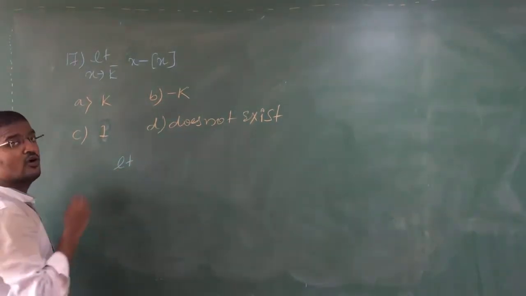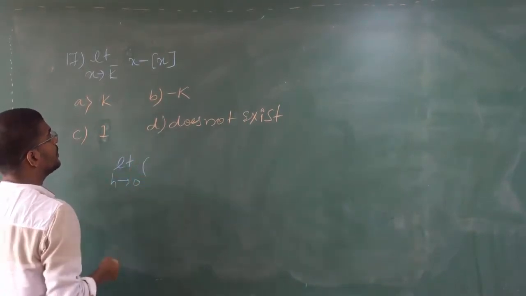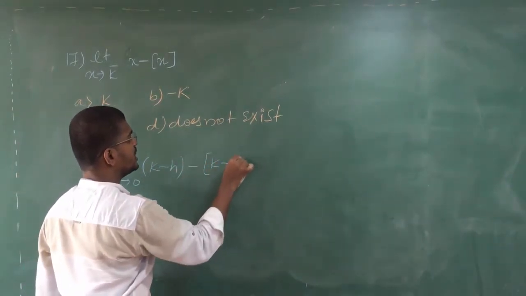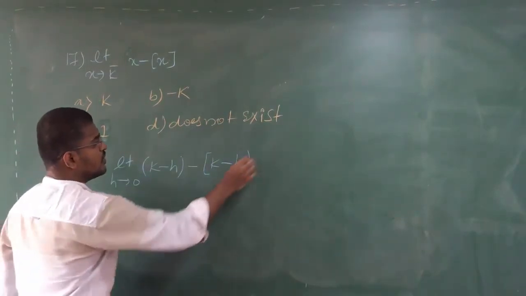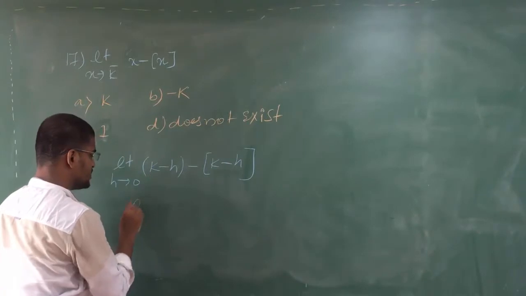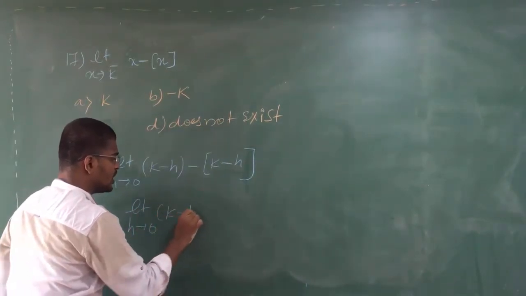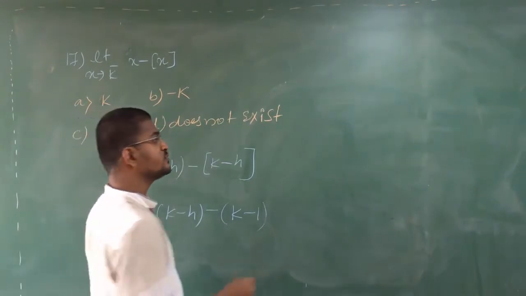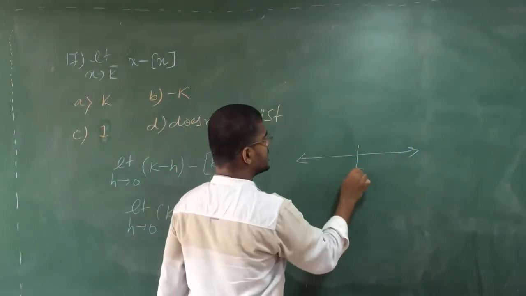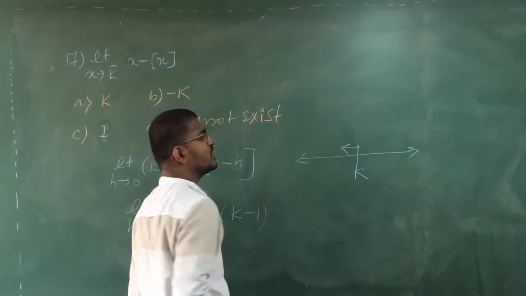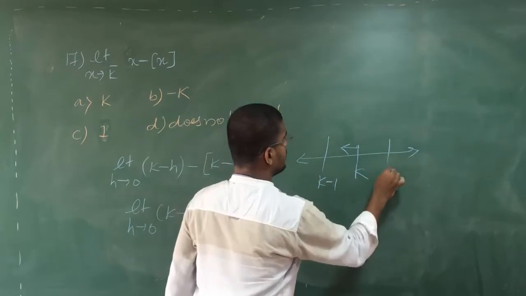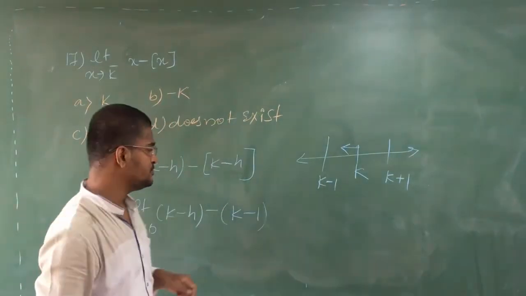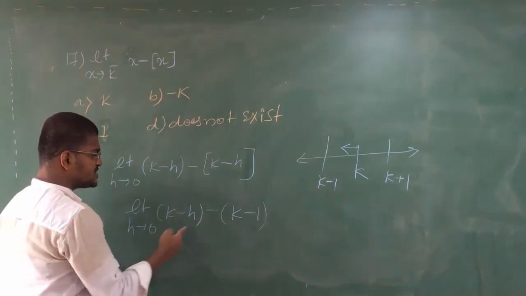Limit, I will go for the substitution method. h tending to 0, k minus h minus greatest integer of k minus h. The greatest integer of k minus h will be what? Limit h tending to 0, k minus h minus k minus 1. K minus h is on the left hand side of k. This will be k minus 1, this will be k plus 1. So if you come to the left hand side of k, the greatest integer will be k minus 1.